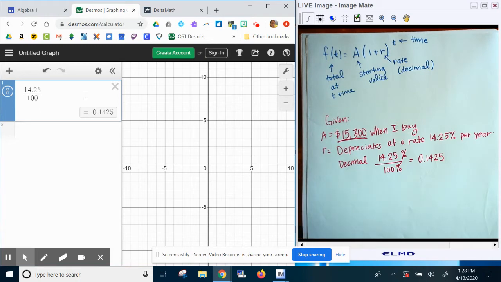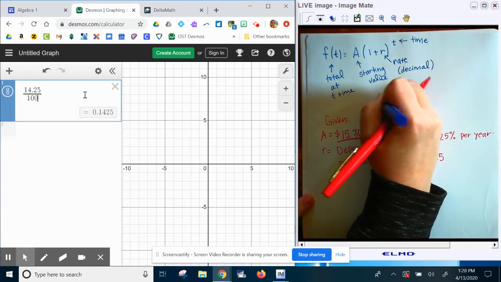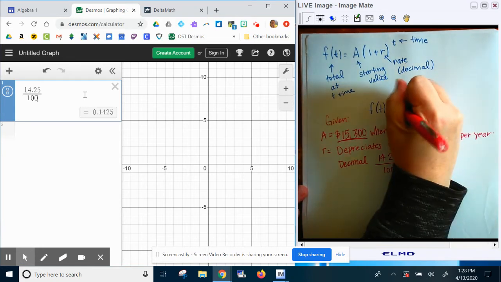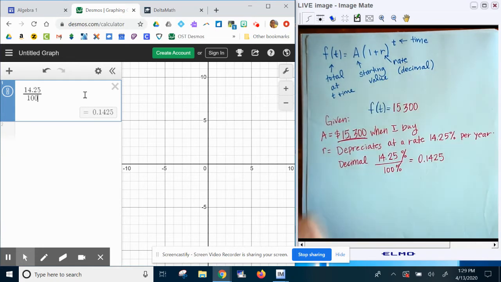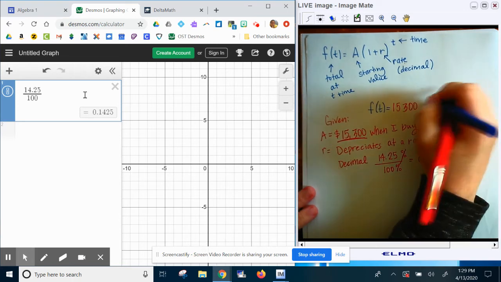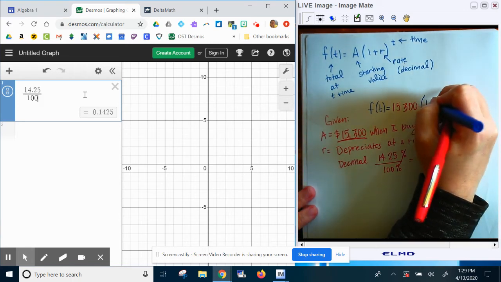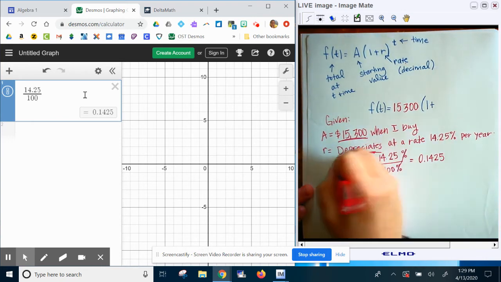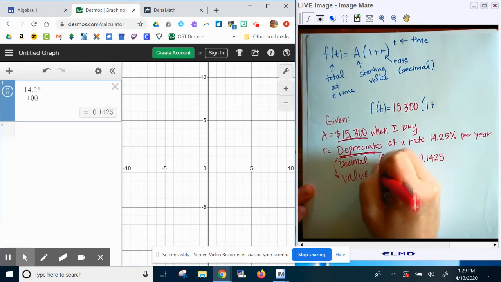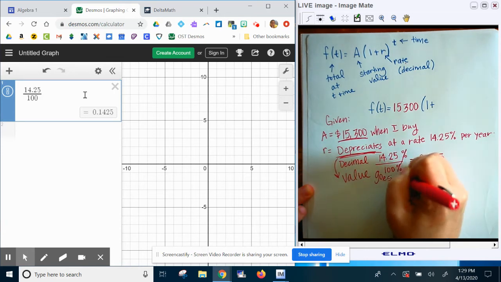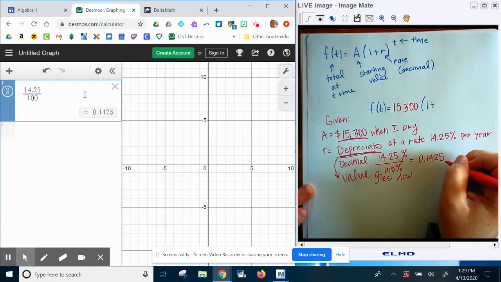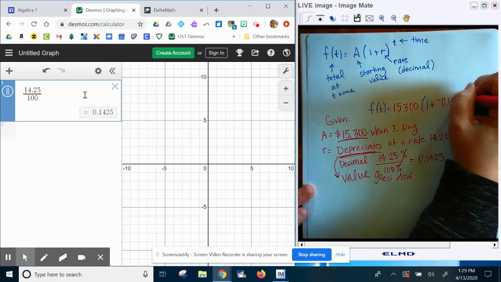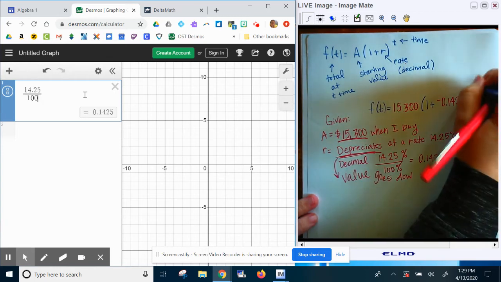So I know my f of t is still f of t because it didn't tell me to use something else. I know my a this time is 15,300, but remember, don't use a comma anytime we're using Desmos. I still have my 1. I still got my plus. Oh, and this is a depreciate, so that means the value goes down. So instead of it being a positive 0.1425, it is a negative 0.1425. And it's to the power of t.